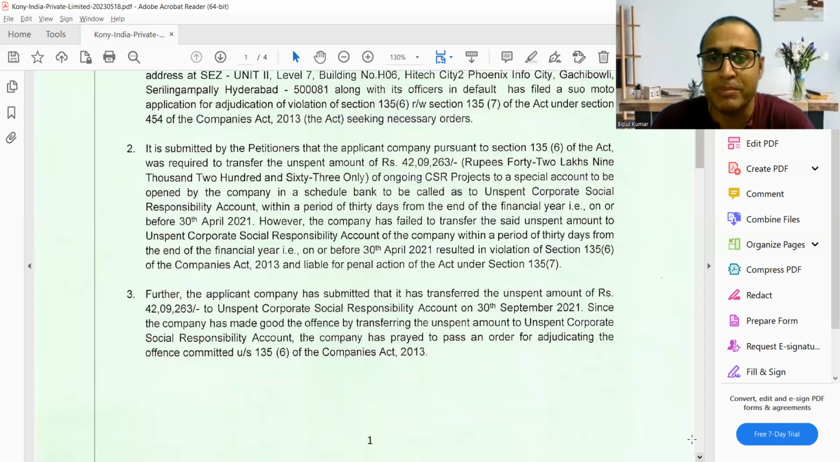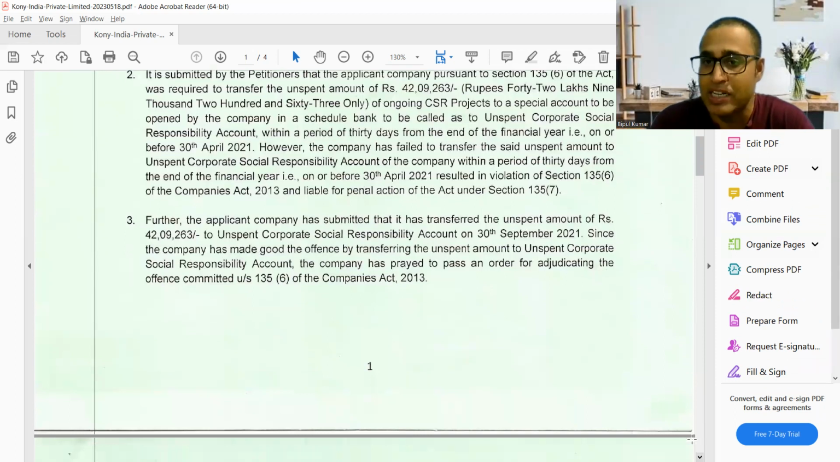Further, the applicant company has submitted that it transferred the unspent amount of 42.9 lakh to the unspent CSR account on 30th September 2021. There was a delay in transferring the unspent amount, which is a default. Since the company has made good the offense by transferring the unspent amount to the unspent CSR account, it prayed for an order adjudicating the offense under section 135 subsection 6 of the Companies Act.